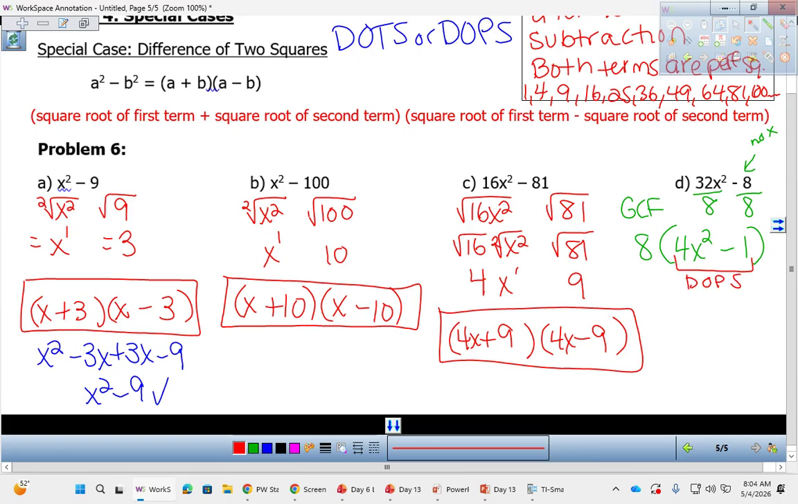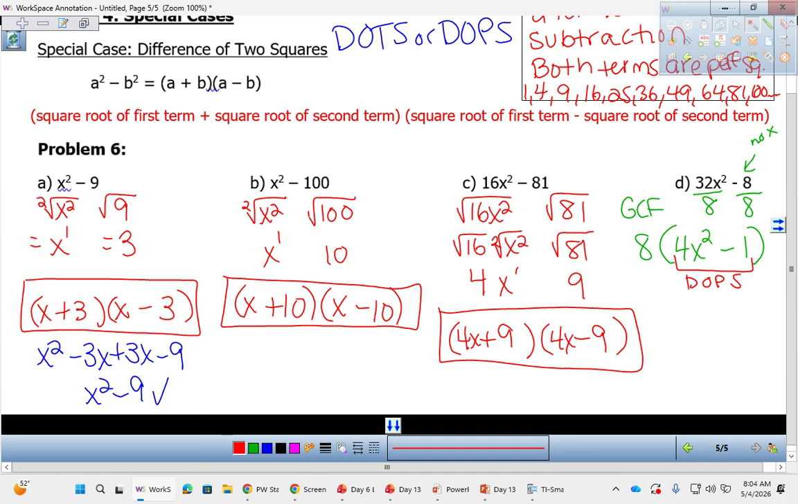Two terms, subtraction, both numbers are perfect squares. 4 is a perfect square, 1 is a perfect square. So this is a GCF to a DOPS. You know how in our warm-up we had GCF to A equals 1. GCF to A is greater than 1. You can have GCF to DOPS too. So GCF, I took out the 8, and then when I took out the 8, I had 2 perfect squares.